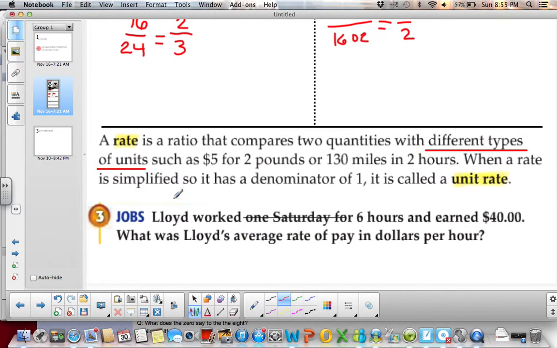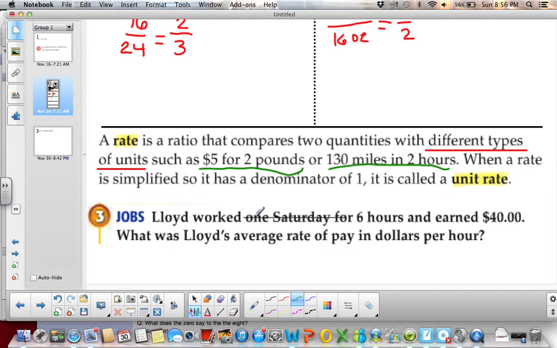Now if we're talking about rates, a rate is a ratio, but it's comparing two different things with different types of units. So a rate, for example, would be $5 for 2 pounds, or 130 miles in 2 hours. See how it's comparing how much it is for how many pounds, or how many miles you're traveling in a certain amount of time.